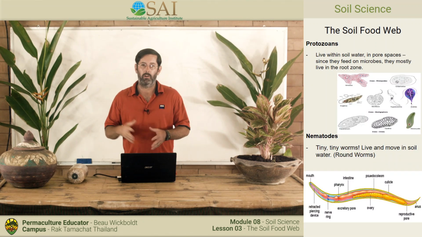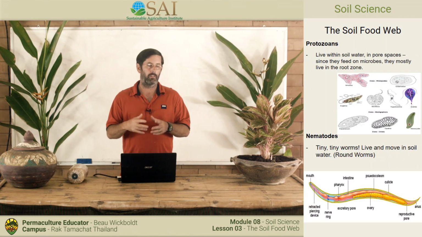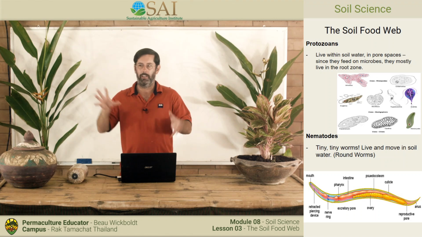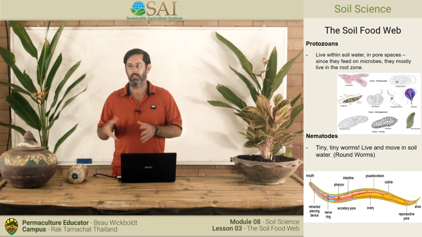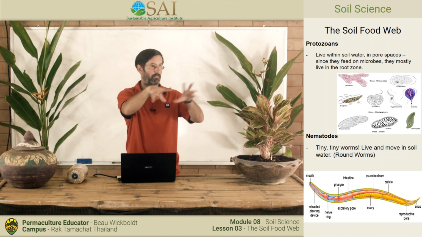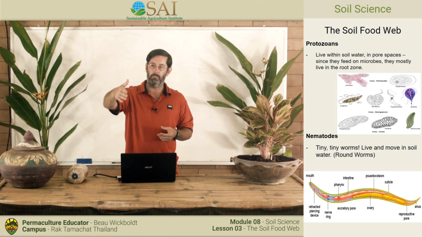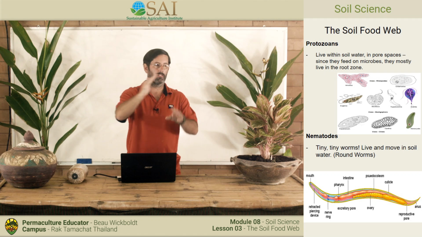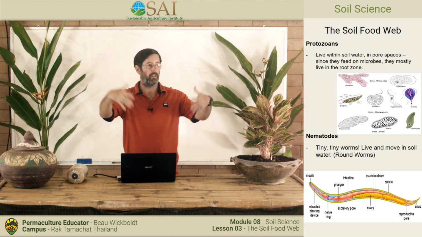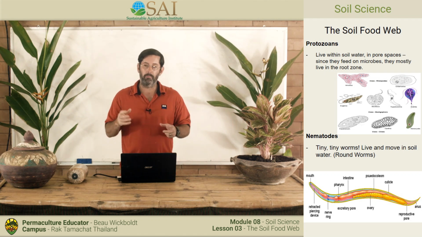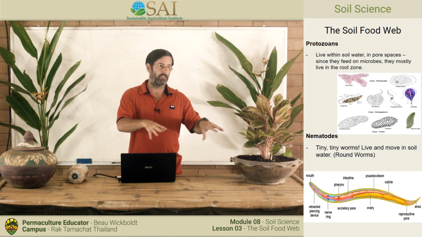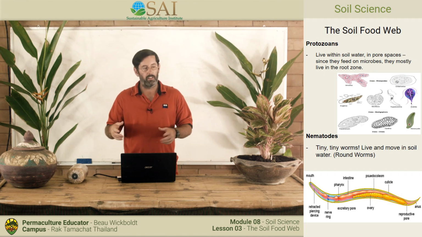Protozoans, they live in the water. If you look under a microscope at the water from soil, it looks like crazy animals, like aliens or something swimming around. They live in what's called pore space. So they live in the water molecules that are adhered to the surfaces of the pore space within aerated soils. Since they feed on microbes, so they're eating the bacteria basically, they mostly live at the root zone.